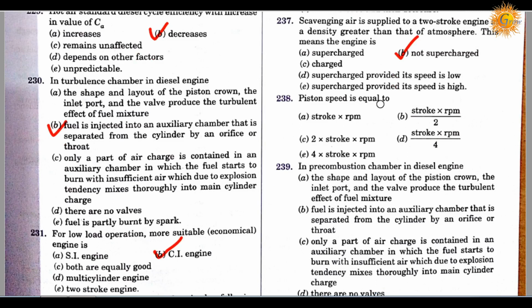Question number 238. Piston speed is equal to: option A, stroke into RPM; option B, stroke into RPM divided by 2; option C, 2 into stroke into RPM; option D, stroke into RPM divided by 4; option E, 4 into stroke into RPM.